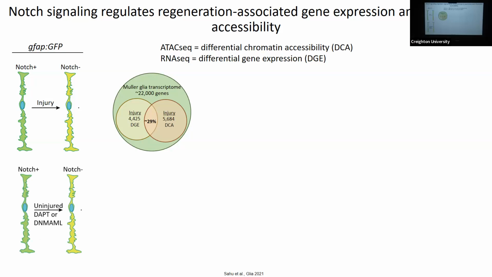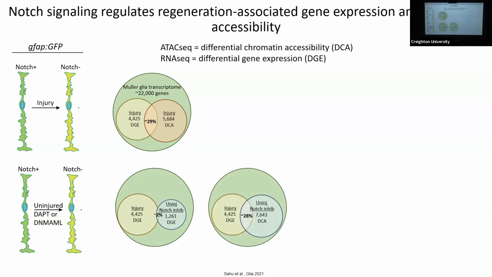When we looked at the DAPT and the dominant negative mammal treated retina, which was uninjured, we found that a very small percentage of the regeneration-associated genes were being regulated, only about 2%. That was a little depressing, because I expected a lot more to be regulated. When we looked at the ATAC-seq data, though, we got about 30%, which is a large percentage. I think most of these genes were the same ones that we see up here. So this was exciting, and it implied that chromatin accessibility may be a major factor contributing to this lowering of threshold.